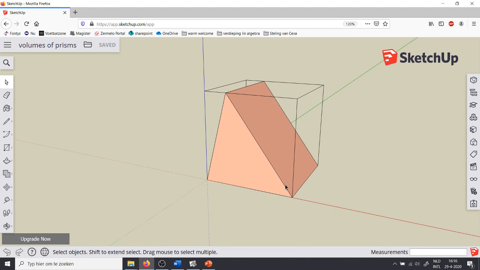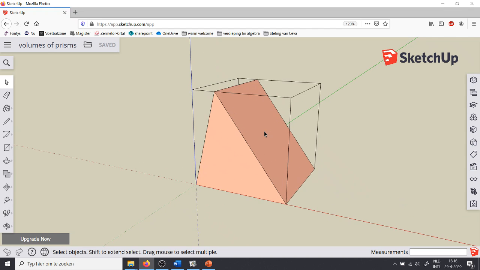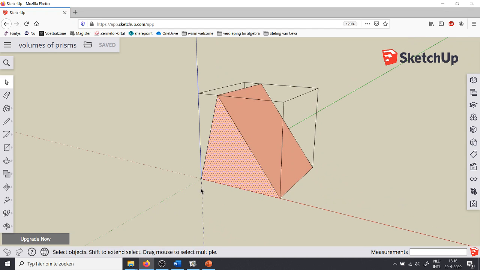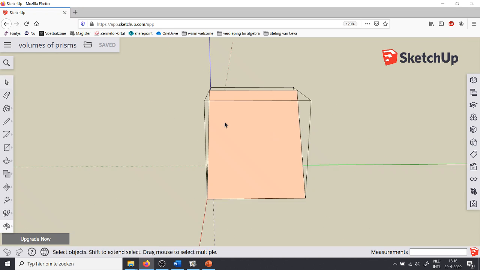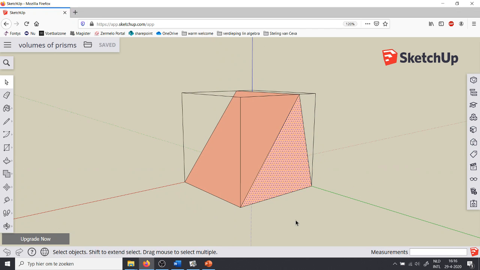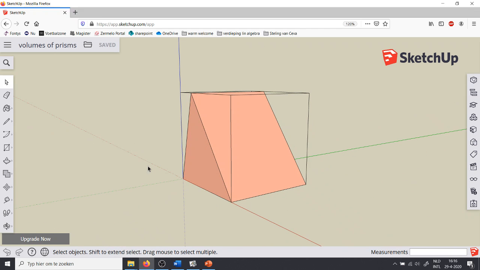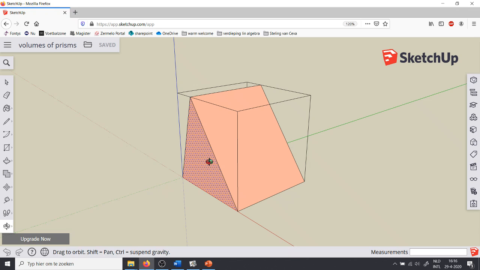Remember, in a prism you have a base and a top face that are parallel, and the other faces are always rectangles. So here, for example, I see immediately that this is a triangle. If that's a triangle, hopefully there is another face parallel to it, and there is right here. Then that must be the base and this the top face, or vice versa. That doesn't matter that much.